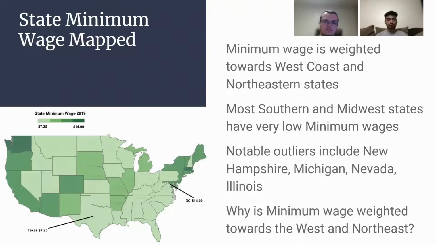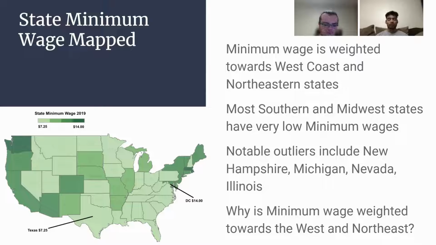From our first visual, you can see state minimum wage mapped as it is across the country. First, you notice that states on the West Coast and the Northeast do tend to have higher minimum wages. You can also see that Southern Midwestern states tend to have relatively low minimum wages. Our strongest outliers from this visual are New Hampshire, Michigan, Nevada, and Illinois.